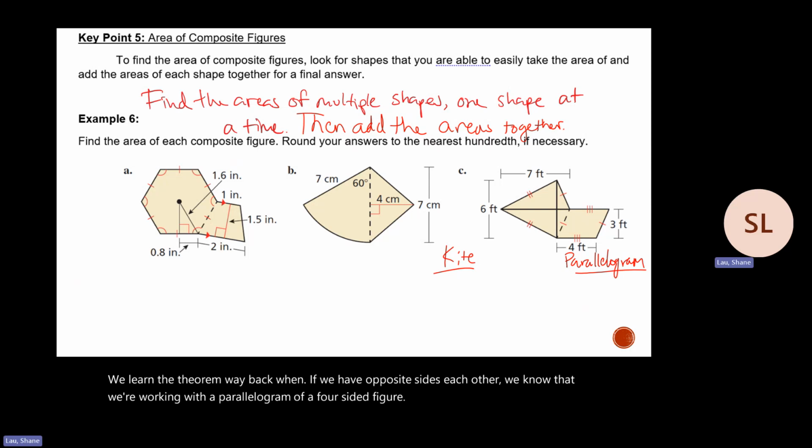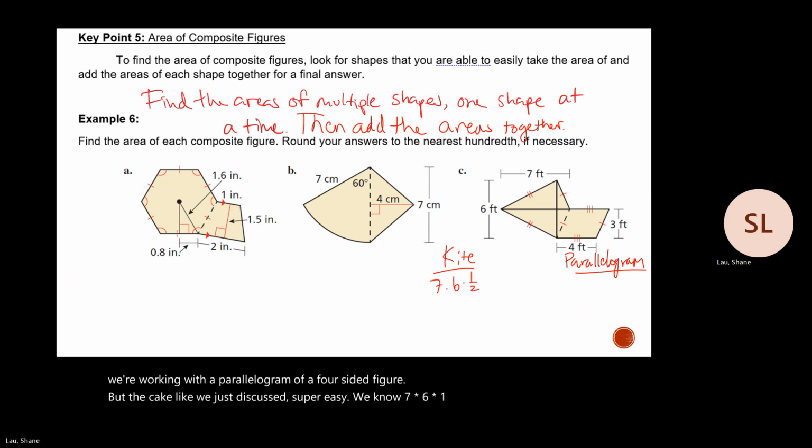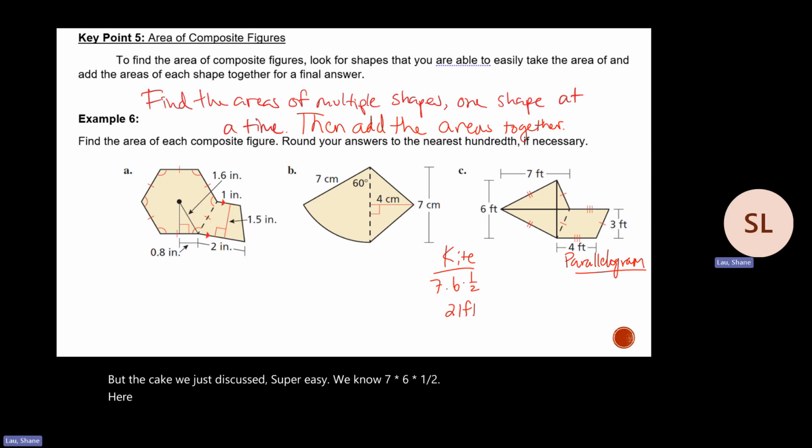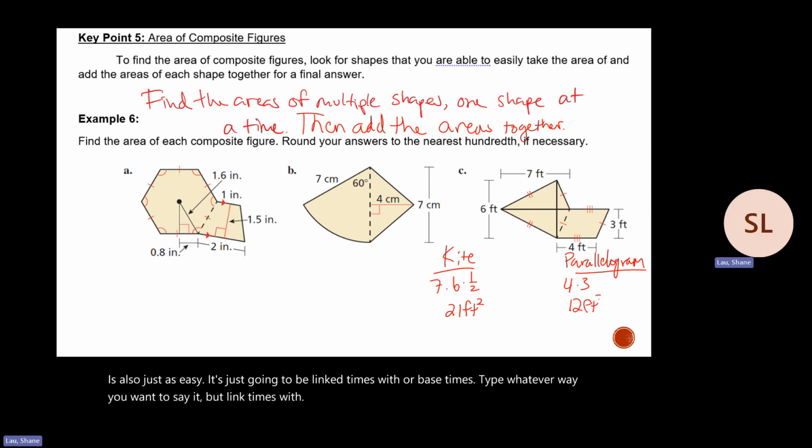But the kite, like we just discussed, super easy. We know 7 times 6 times 1/2. Here we get 21 feet squared. However, the parallelogram is also just as easy. It's just going to be length times width or base times height, whatever way you want to say it. In this case, we get 3 times 4. That gives us 12 feet squared.